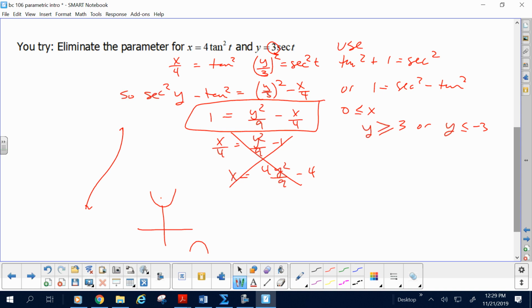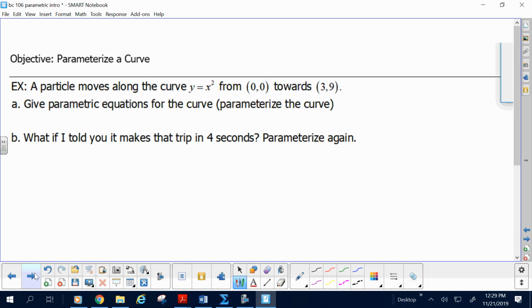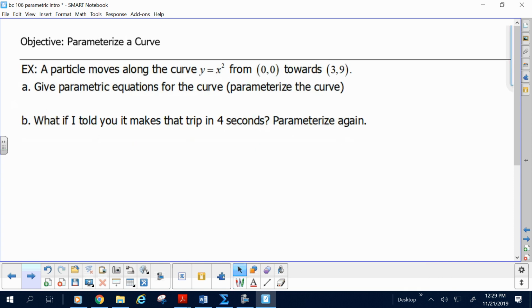Okay, so the point was to take two parametric equations and eliminate the parameter. Now, your goal is to take a normal equation and bring in a parameter, or parameterize the equation. Now, if I told you a particle moves along y equals x squared from the origin towards 3 over 9, and let's just assume it stops at that point, what are two parametric equations that could make this curve happen?